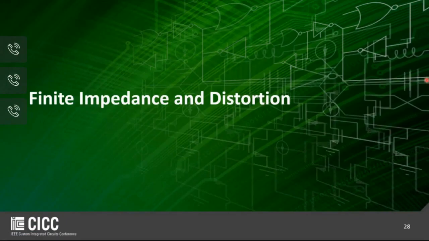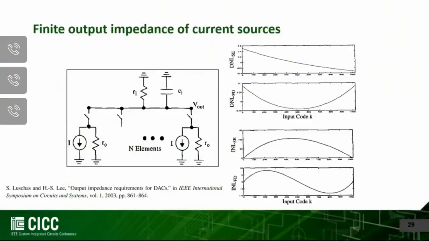Now for another important non-ideality leading to distortion. Current sources used in DACs obviously have finite output impedance. This means that a portion of their current does not make it to the load, introducing a small error. Since the number of currents steered to the load depends on the code, the error due to finite output impedance is code dependent. So that means it leads to distortion.